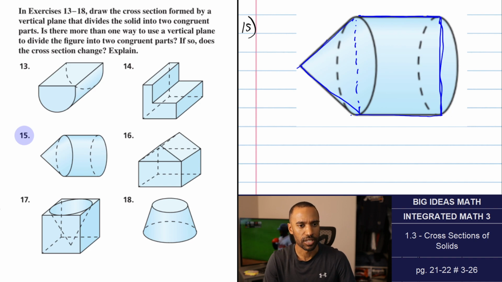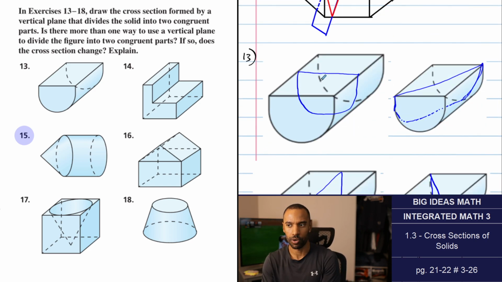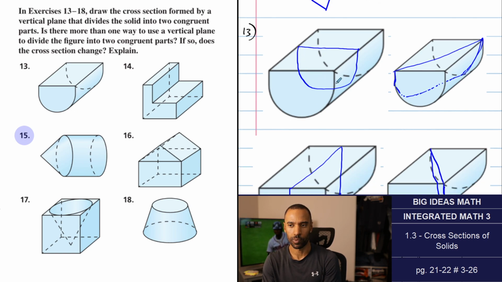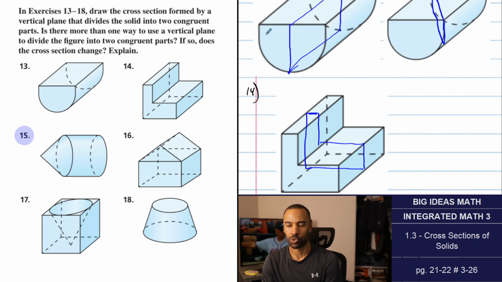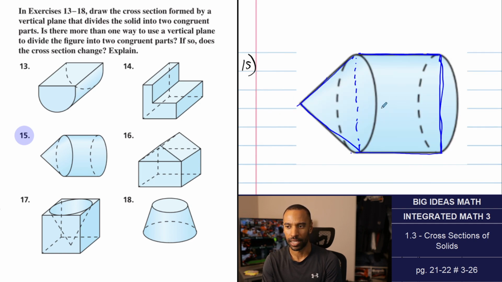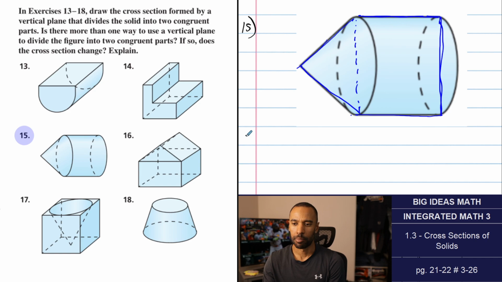They say, does the cross section change? Yes, it does. Now my visuals hopefully show that this one here is a rectangle, this one here is like a semicircle, and this, I don't know what that is. I don't know if that makes them congruent. I assume they are, but there's that. This one only has 1. This one only has 1 that I can see. Number 16.